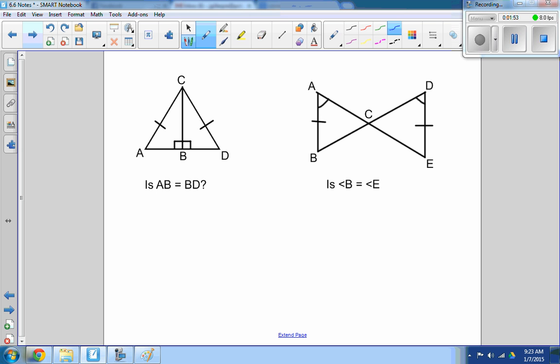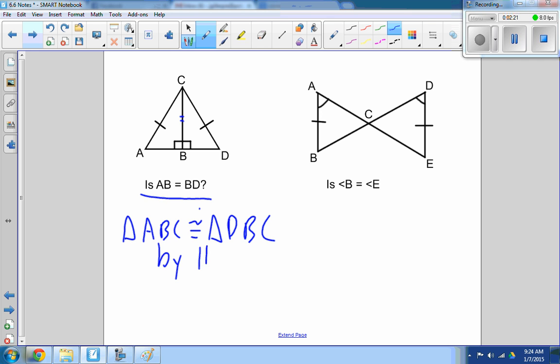It's asking us, this first one is asking us, is AB equal to BD? Well, it's not marked, so right now I don't know. But I do know I can say BC is congruent to BC because it's reflexive. So both triangles now have BC being congruent. I can now state that triangle ABC is congruent to triangle DBC by hypotenuse leg. Now the triangles are congruent, thus corresponding parts of congruent triangles are congruent. AB has to be congruent to BD.